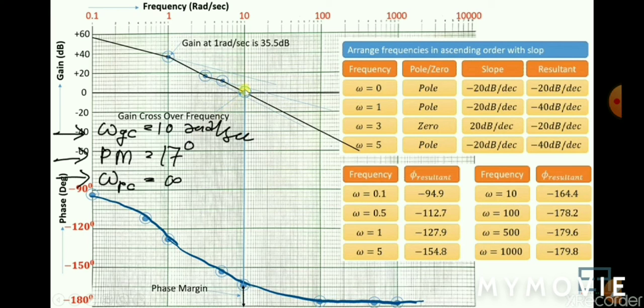Okay, so how to comment on stability? Even the gain margin will be infinity. If omega GC is greater than omega PC, then the system will be stable. If omega GC equals omega PC, then the system will be marginally stable. If omega GC is less than omega PC, then the system will be unstable. Right, this is positive GM.